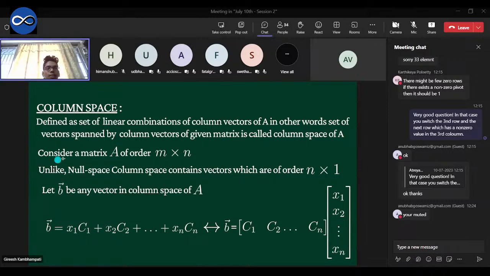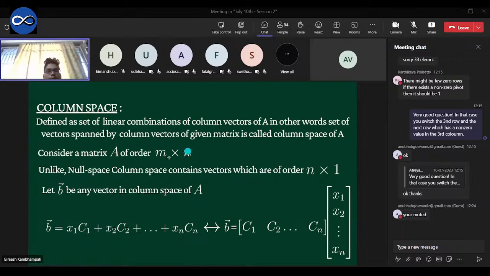In case of null space, the x bars which satisfy the equation Ax bar equal to 0 bar will be in null space. But column space is different. It is the linear combinations of the columns. So let C1, C2, C3, and so on, Cn be the columns of the matrix A, where A is the given m cross n matrix. The number of columns is n.